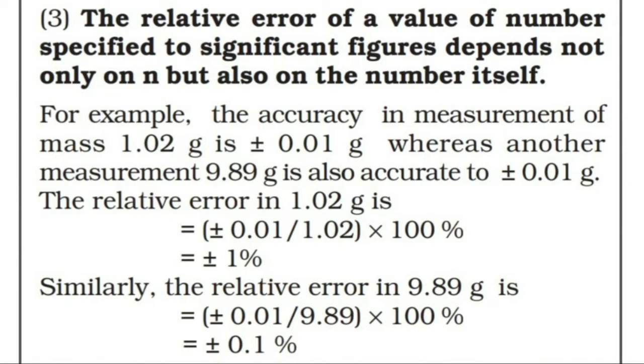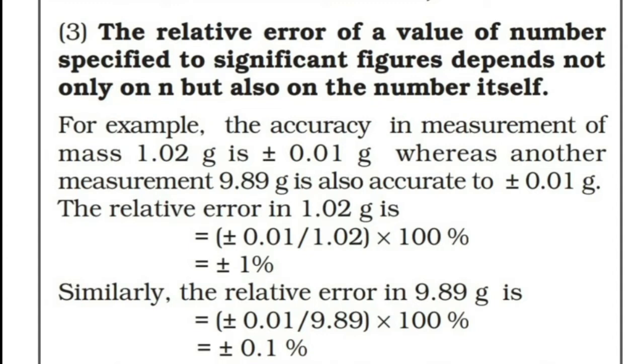Now the third one: the relative error of a value of numbers specified to n significant figures depends not only on n but also on the number itself. That is, relative error means what? Delta A by A. So the relative error depends not only on delta A, it depends also on A. Got it?